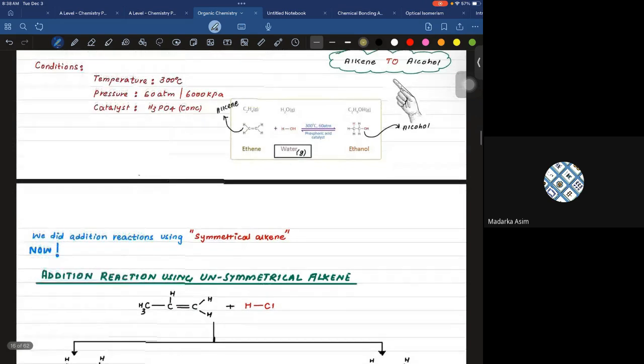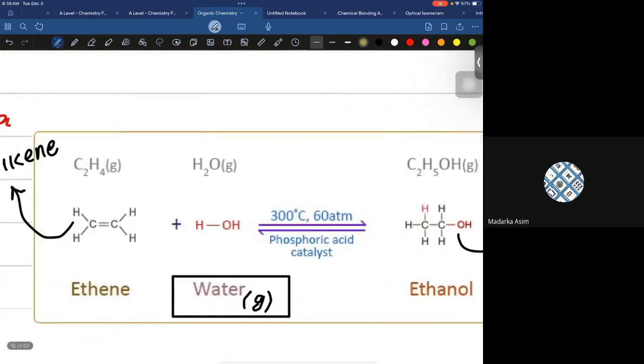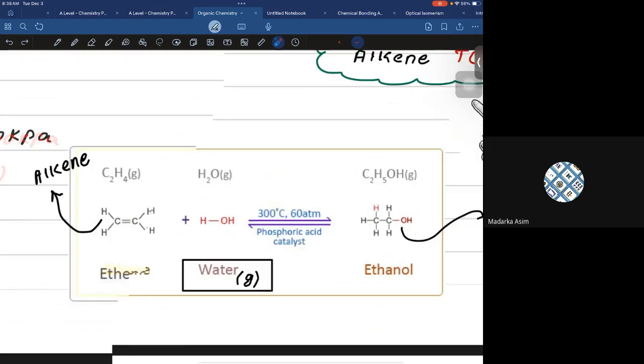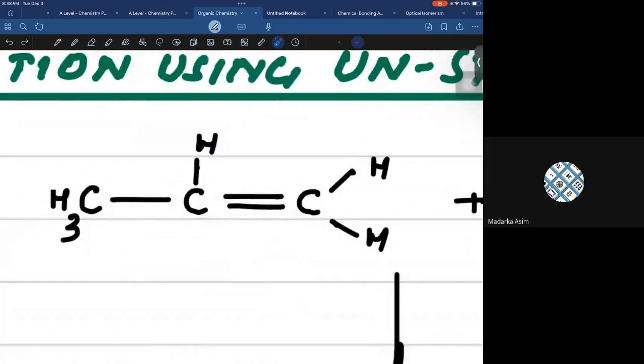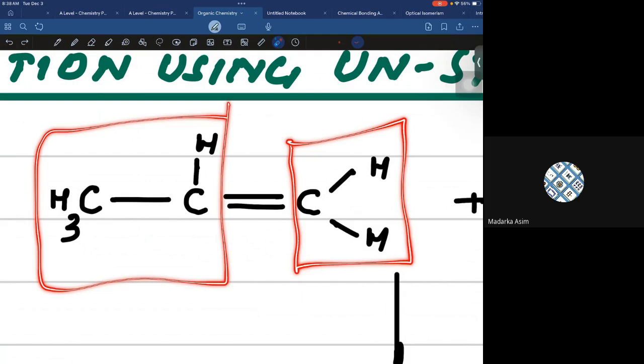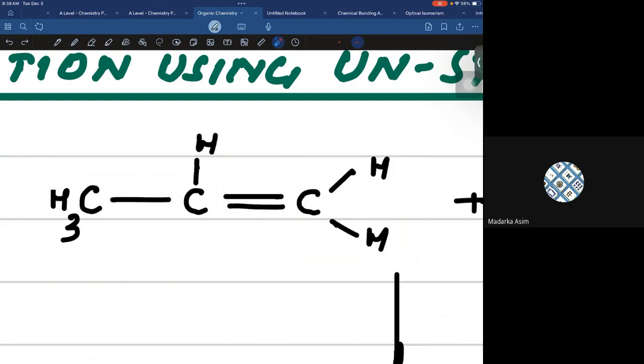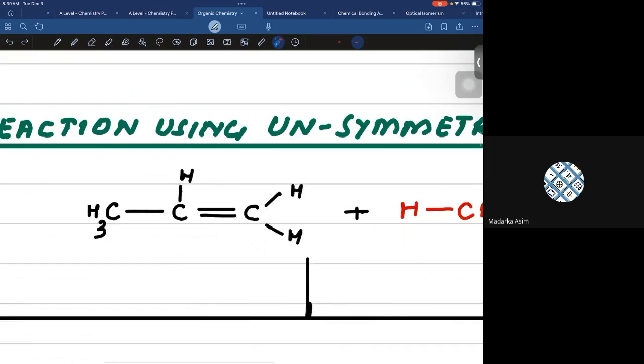And this reactant of mine is very symmetrical. What do you mean by symmetrical? On the left hand side there is CH2, on the right hand side also CH2. This is called symmetry. But if we have an unsymmetrical alkene, just like this, on your right hand side, CH2, but on the left hand side, there is no CH2. This is C2H4. This is called unsymmetrical alkene.